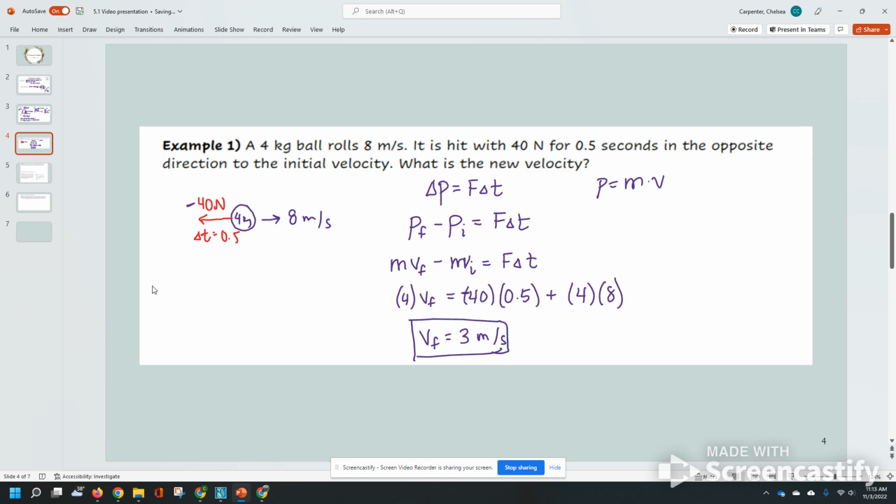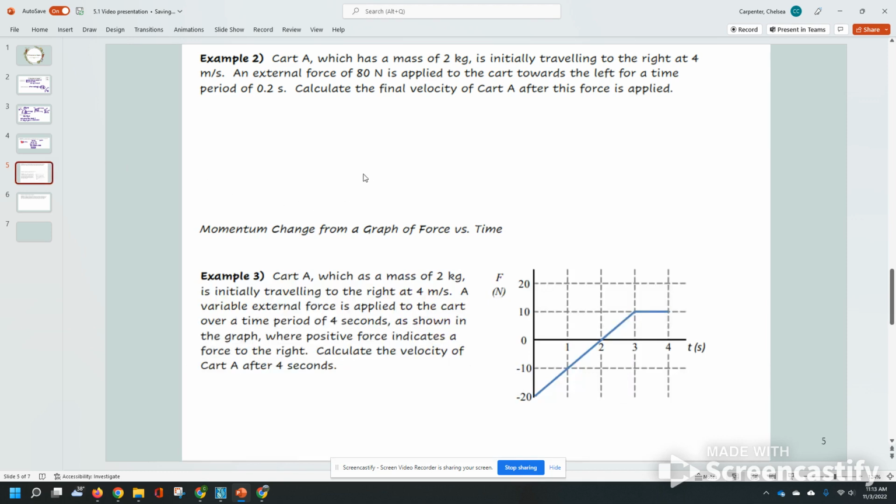Cool. Next example, we have a cart that has a mass of 2 kilograms, initially traveling to the right at 4 meters per second, with an external force. Similar problem, so why don't you work through that one? I'll put the answer up here. See if you can get the final velocity to be -4 meters per second.